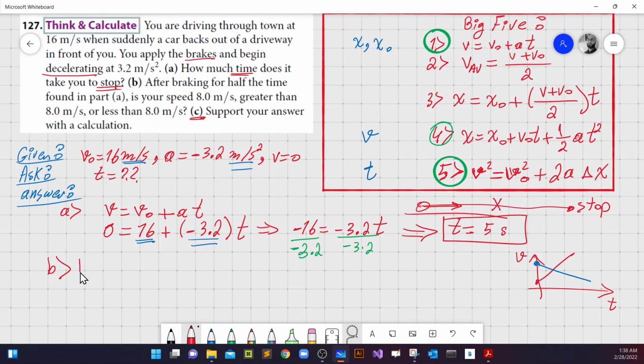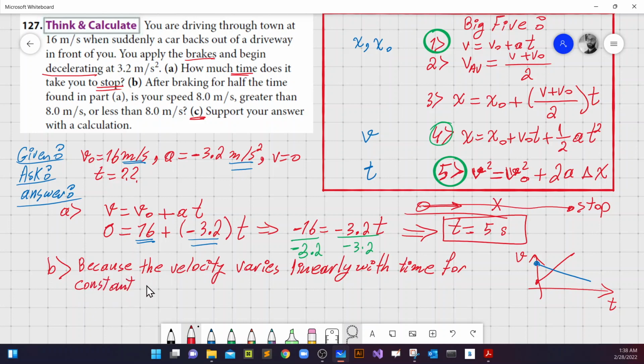So we're going to write now, because the velocity varies linearly with time for constant acceleration, the velocity will be half the initial velocity.